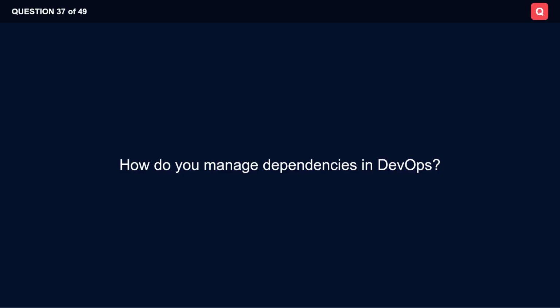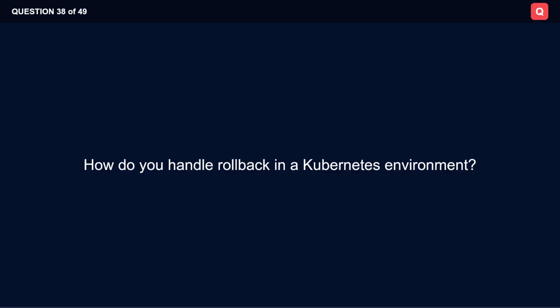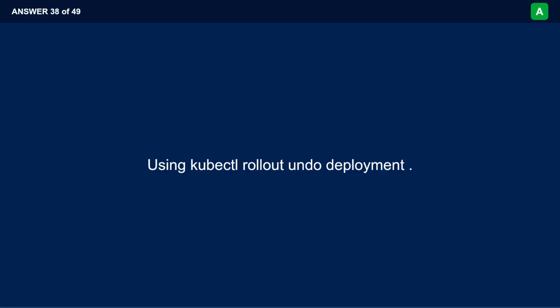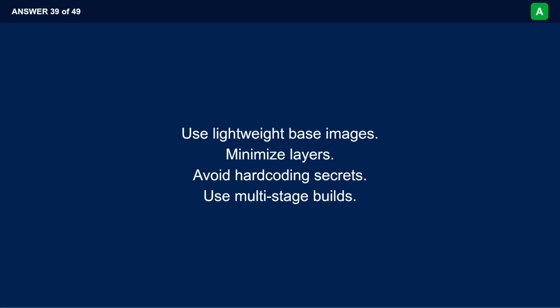How do you manage dependencies in DevOps? Using dependency managers like pip, npm, Maven, and scanning tools like Snyk and OWASP Dependency-Check. How do you handle rollback in a Kubernetes environment? Using kubectl rollout undo deployment. What are the best practices for writing Dockerfiles? Use lightweight base images, minimize layers, avoid hard-coding secrets, use multi-stage builds.